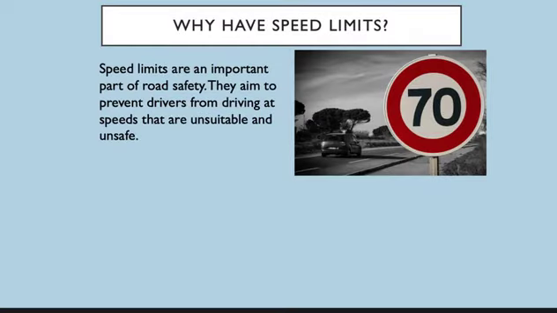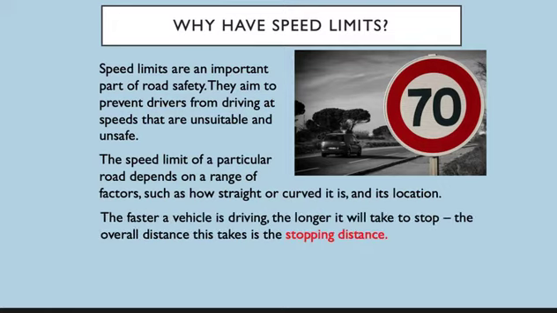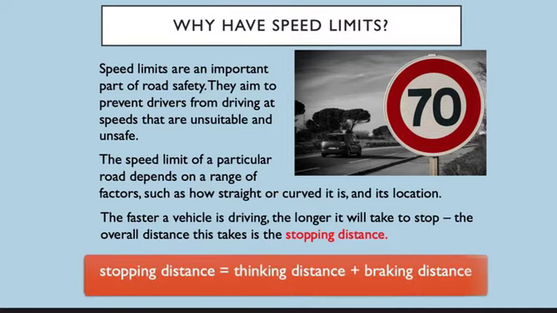Speed limits are an important part of road safety. They aim to prevent drivers from driving at speeds that are unsuitable and unsafe. The speed limit of a particular road depends on a range of factors, such as how straight or curved it is and its location. The faster a vehicle is driving, the longer it will take to stop. The overall distance this takes is called the stopping distance. And the stopping distance of a vehicle equals the thinking distance plus the braking distance.